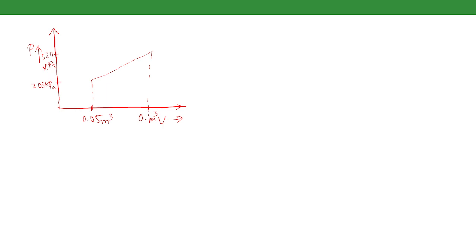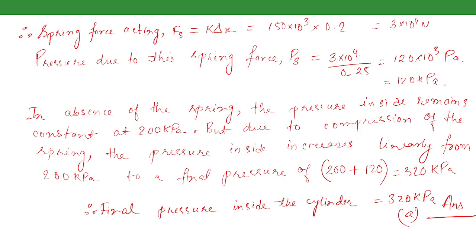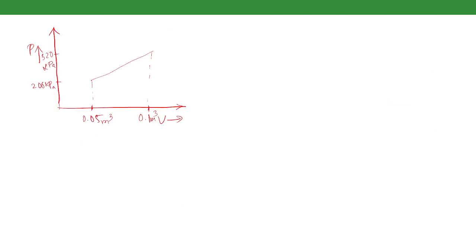Okay, so since we are considering a linear spring, the force due to the spring will be a linear function of the displacement and hence a linear function of the volume. Since pressure is force per unit area, the pressure due to the spring will also increase in a linear fashion with the displacement and hence the volume, from 200 kilopascal to 320 kilopascal, as the volume increases from 0.05 meter cube to 0.1 meter cube.